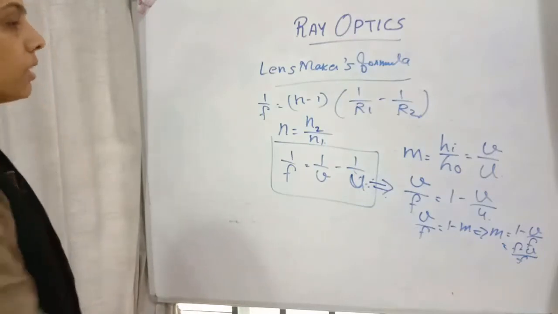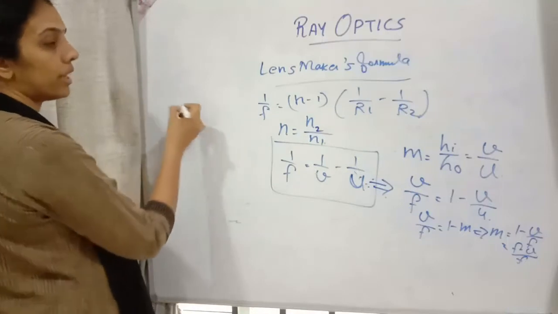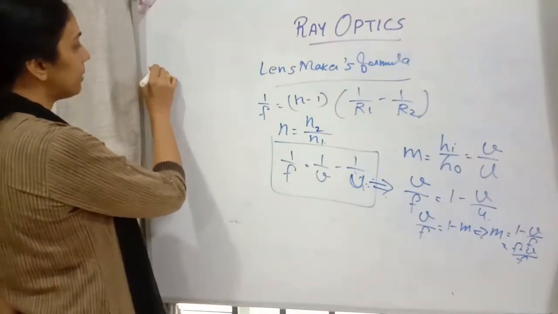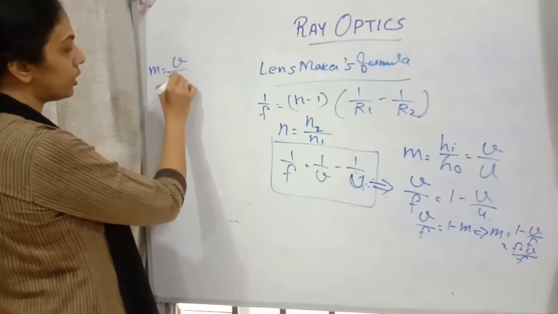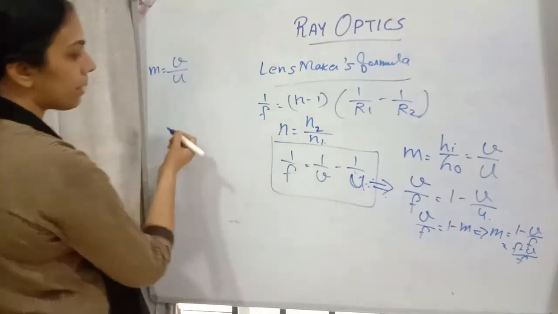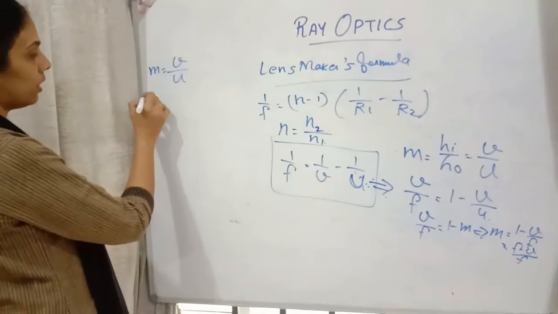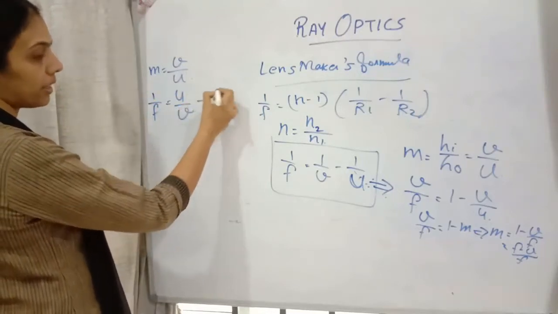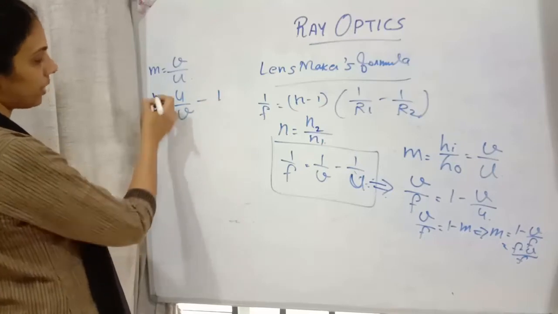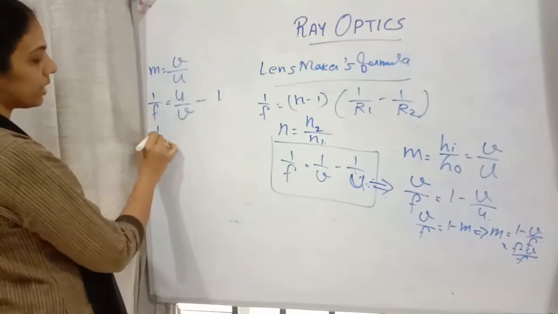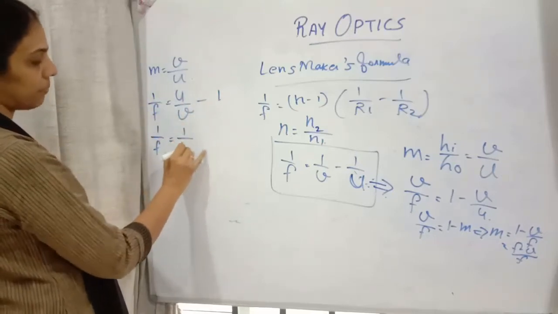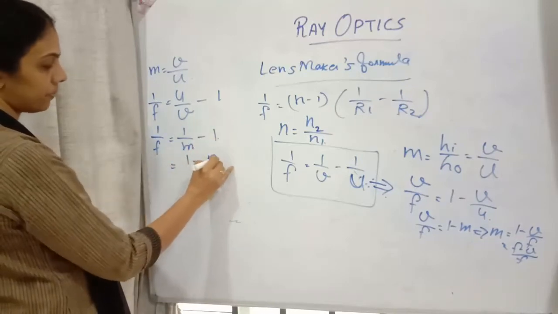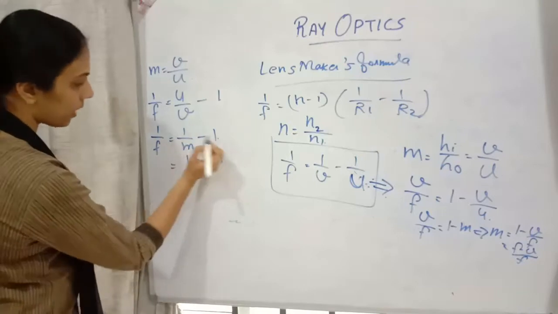M is given. Okay, the same way, in terms of f and u, if I am writing down that formula, m equals v by u. Right? I am multiplying throughout with u. 1 by f equals u by v minus 1. Okay, what is this u by v? That is 1 by m.